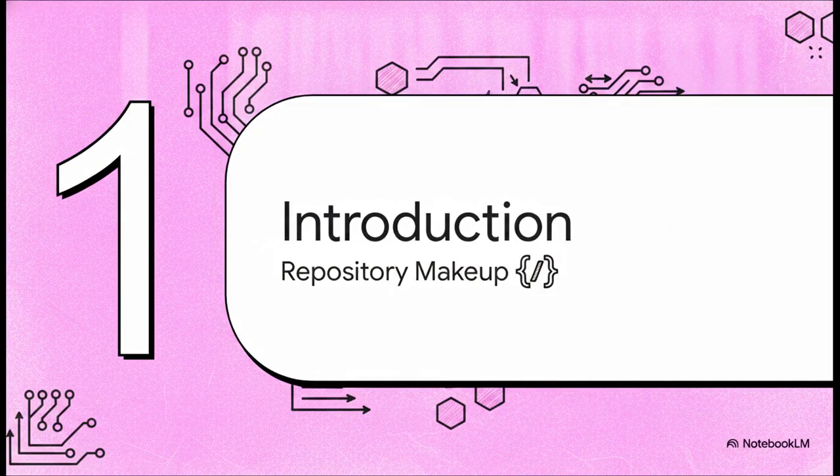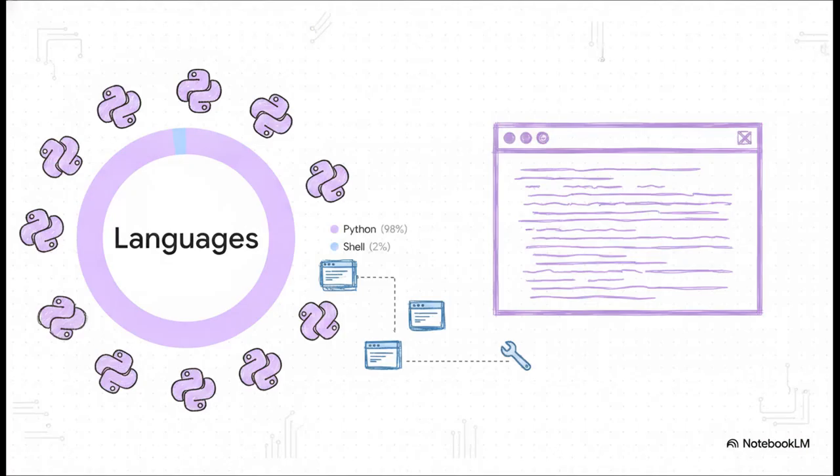Section 1. Introduction. Repository makeup. Okay, let's dive into this technical foundation. I always love looking at the language breakdown first because it tells you immediately what you're dealing with. As you can see, the codebase is overwhelmingly Python, 97.9%, with just a tiny sliver of shell scripts at 2.1%. This means setting up your environment is refreshingly simple. You essentially just need to install the provided Python dependencies and you're good to go. No multi-language compilation nightmares here.